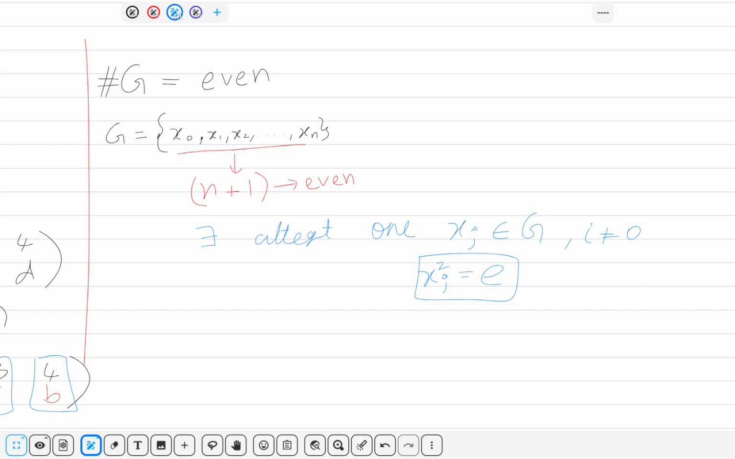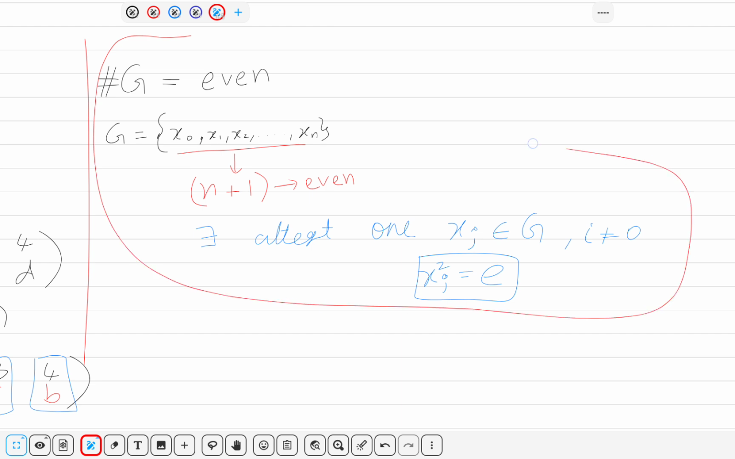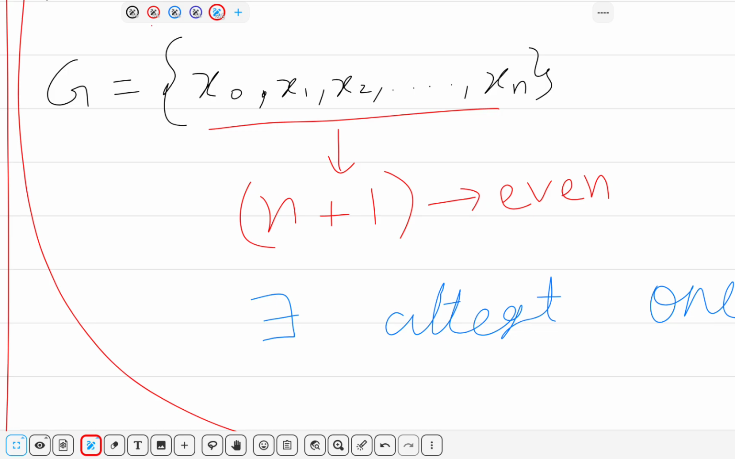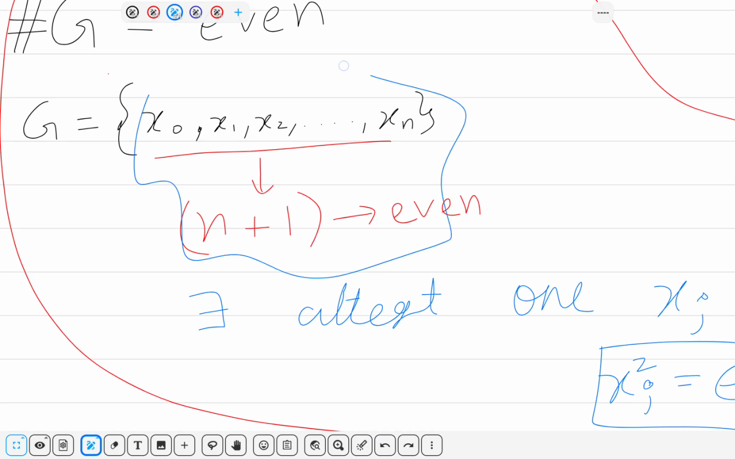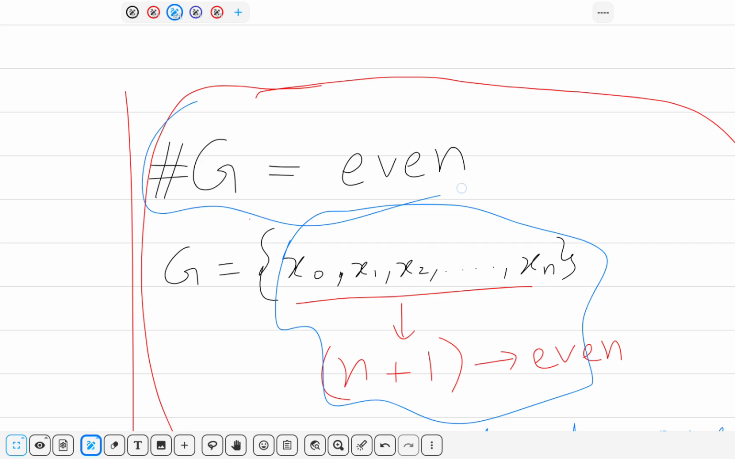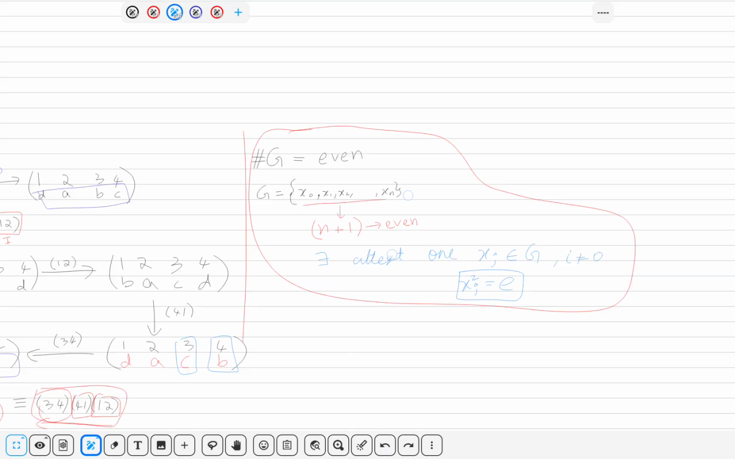So it all depends on you, what you want to do. This is one of the questions. Some people might think it's a trivial easy question, some people might think it's interesting. It again depends on the person. Whatever it is, give it a try. Also, since n plus 1 is even, n must be odd here. This is just my own convention. The question just says the number of elements in the group is even. You can write it whatever way you want.